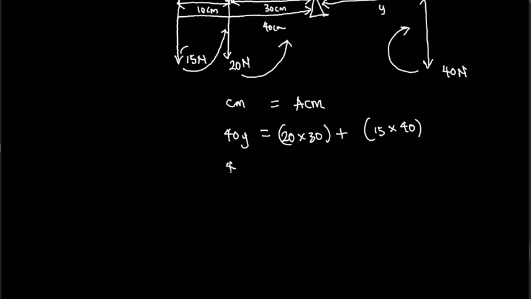Alright, so 40y is equal to 20 times 30. 2 times 3 is 6. So 20 times 30 is 600. Plus 15 times 40. Let's just split 15 into 10 plus 5, right? 15 times 40 is 600.